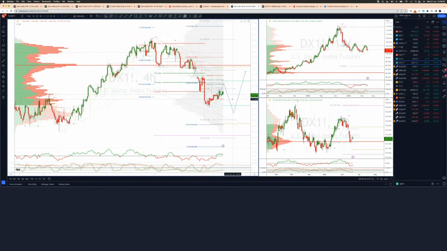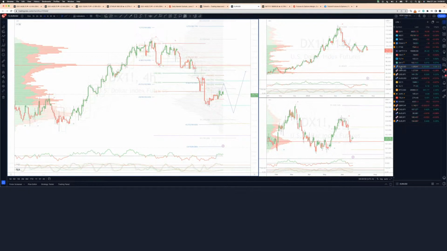But certainly I'd be looking to re-engage on the short side on any move back through that pivot there at 101.90. But for now, ideally, what I'd like to do is be looking to re-engage into the 102.50s, 102.60s for another leg to the downside to complete an initial five-wave sequence to the downside for the dollar index.